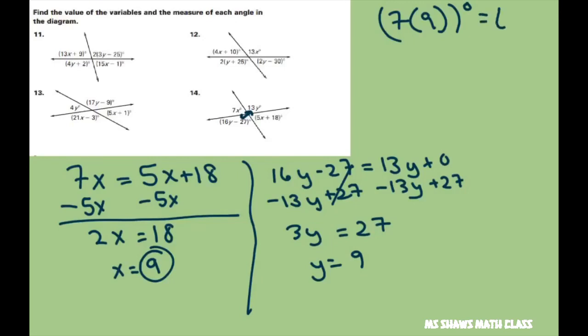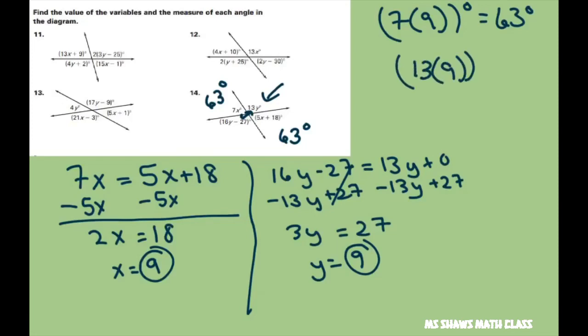So if x is 9, you plug in x, 7 times 9 is going to be 63 degrees. So these two should be 63 degrees. And then for my y, I'm going to plug it into this one. 13 times 9 degrees equals 117. So these two should both be 117.